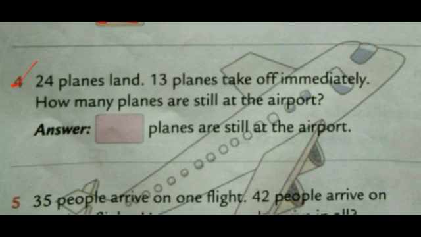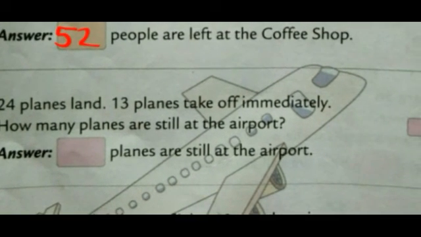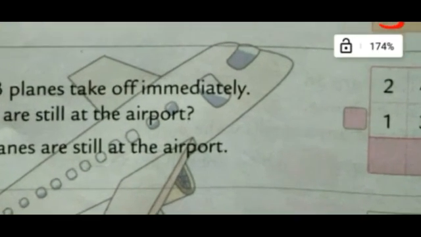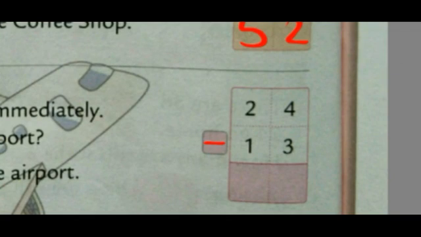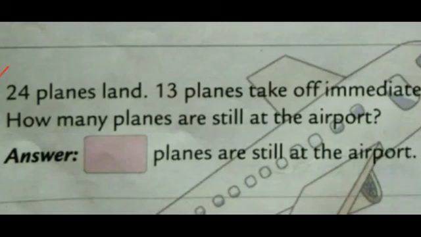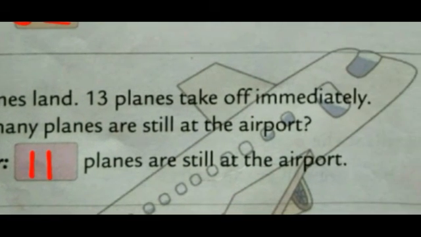Fourth one. 24 planes land. 30 planes take off immediately. How many planes are still at the airport? Okay, they are saying that 24 planes land, and out of that 30 planes take off immediately. Now how many are still at the airport? So for that we have to subtract and find out. Okay, what is 4 minus 3? 1. And 2 minus 1? 1. So that means 11 planes are still at the airport.